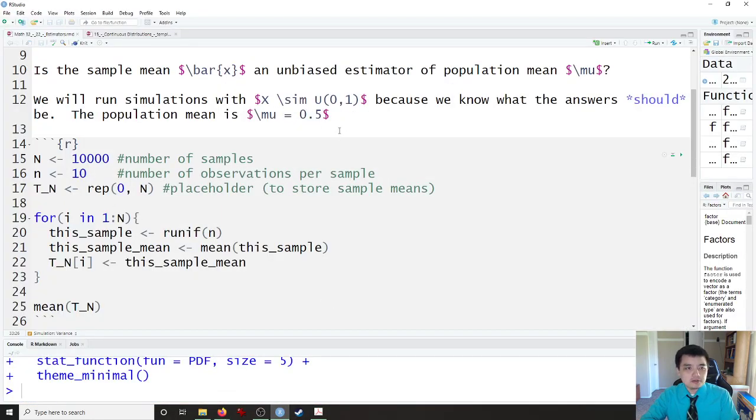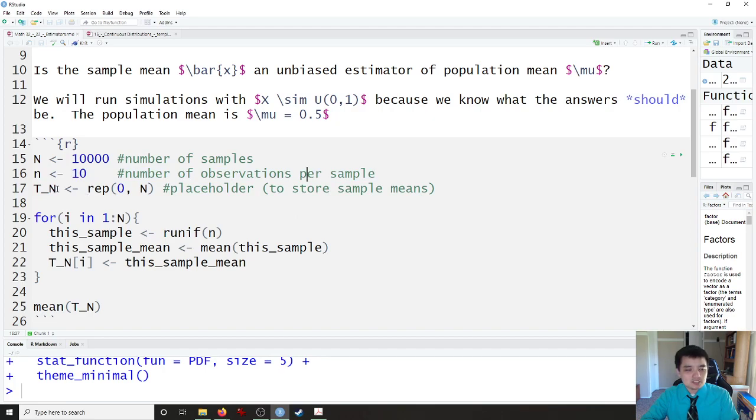All right, so here in RStudio, the first two sentences were the ones I just said above. As a task, the question is: is the sample mean, remember we called that x bar, an unbiased estimator of the population mean, mu? Like in some previous simulations I might have shown you, I'm going to let capital N be the number of iterations, or the number of samples. Here I set that to 10,000. I'm going to let lowercase n be the number of observations per sample.